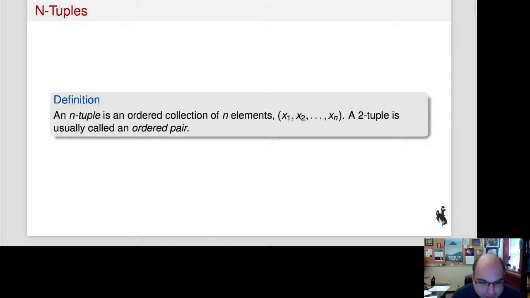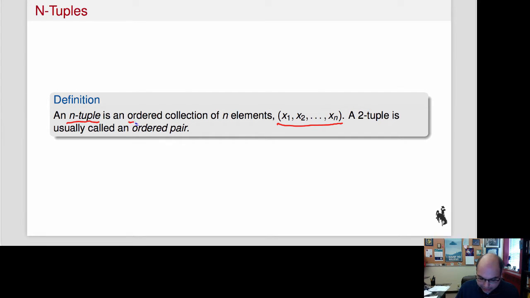We'll be talking an awful lot about sets in this module, and now I want to talk about something that at least superficially doesn't look like a set, and that is an n-tuple, okay? And an n-tuple is a collection of elements that's just like a set. Notice that we use parentheses instead of curly braces to denote an n-tuple. And what's different is this.